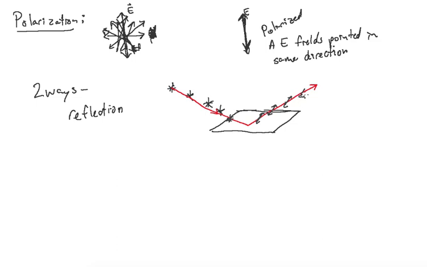Okay? And we're going to make use of that in a minute once we talk about, well, great, what's the point of knowing this? We can actually take advantage of that kind of polarization in just a minute once we finish talking about the second way. So the first way was reflection. The second way is through a polarizing filter. So you can use a polarizing filter.